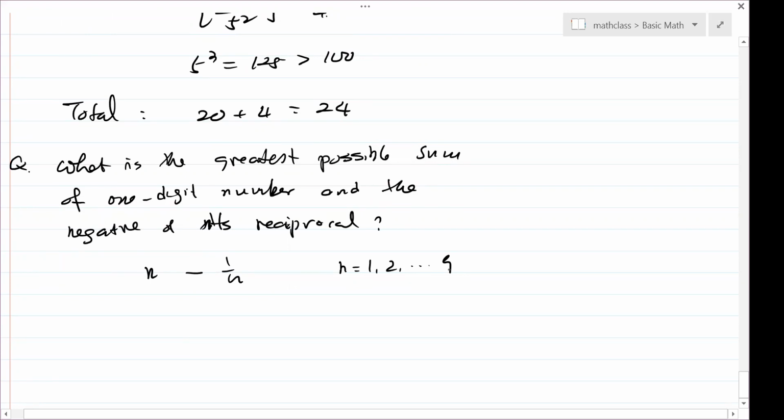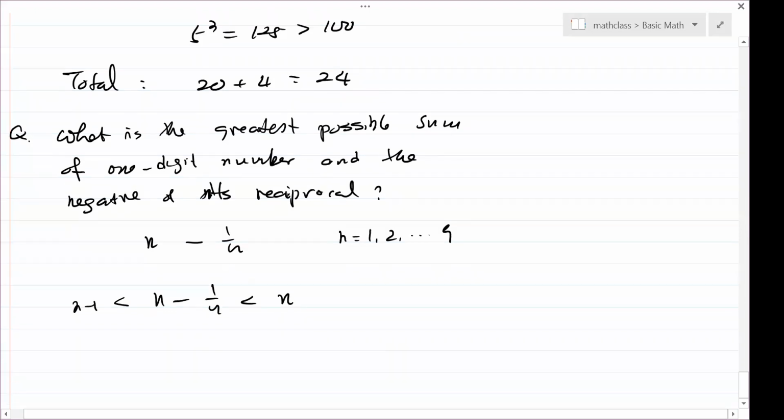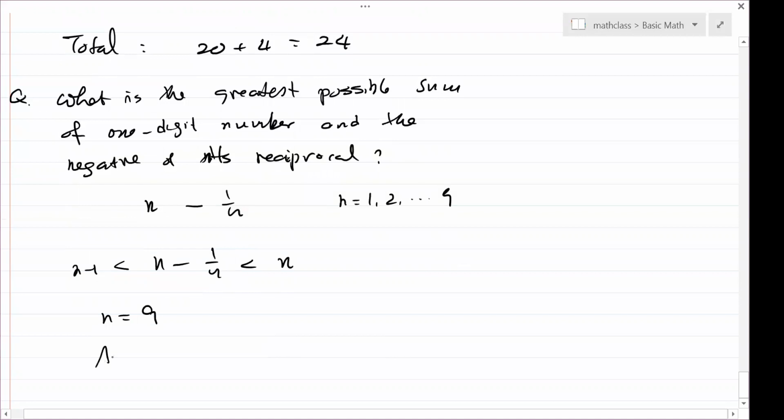The digits take the following values: 1, 2, 3, 4, all the way to 9. Actually, you should know that in order to make this as large as possible, you have to choose 9, because this is a number always smaller than n, but always greater than the one below that. So that's why you let n be 9. Then the answer will be 9 minus 1/9, which is 8 and 8/9.